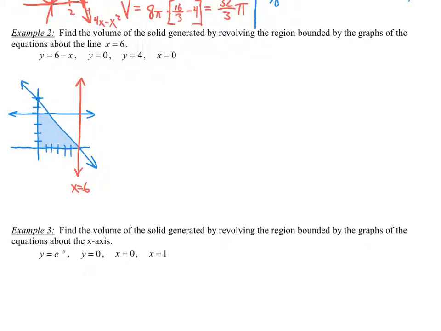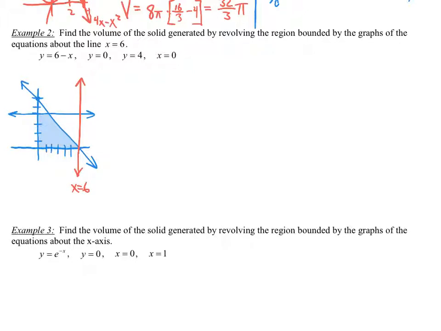So, question here, what's the first thing that we ought to do? What did we see that we needed to do if we were revolving around something that's not an axis? Could translate. Maybe. What'd you say, Terry? Move them to the left and make the x equals 6 on the x equals 0. That's right. Okay, let's move everything to the left 6.